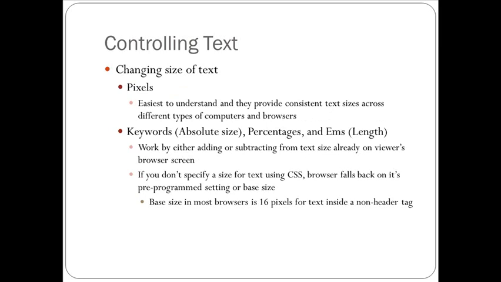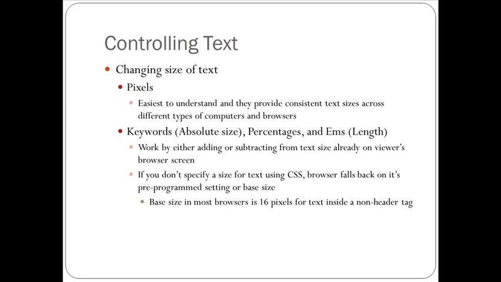Pixels is the easiest to understand, and they provide a consistent text size across the different types of computers and browsers. All the computer screens are made up of little pixels. When you buy one, or when you set the resolution, you're setting the number of pixels across and the number of pixels up and down. So pixels is the best as far as getting right into how the computer screen is going to work with that measurement. So pixels is one that I highly recommend.